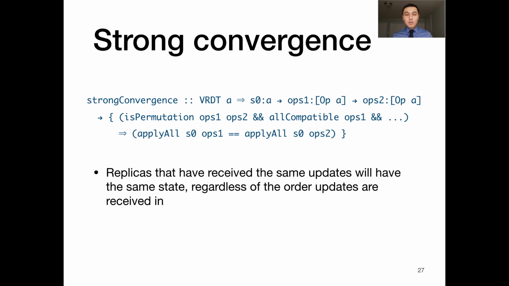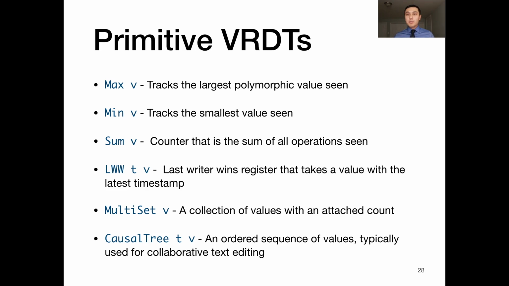In this proof, we have an initial state, S0, two lists of operations, ops1 and ops2, and we have a precondition that ops1 and ops2 must be permutations of each other. Our refinement states that the list of operations may be applied in either order, but the resulting state will always be equal. We implemented and verified many primitive VRDTs.